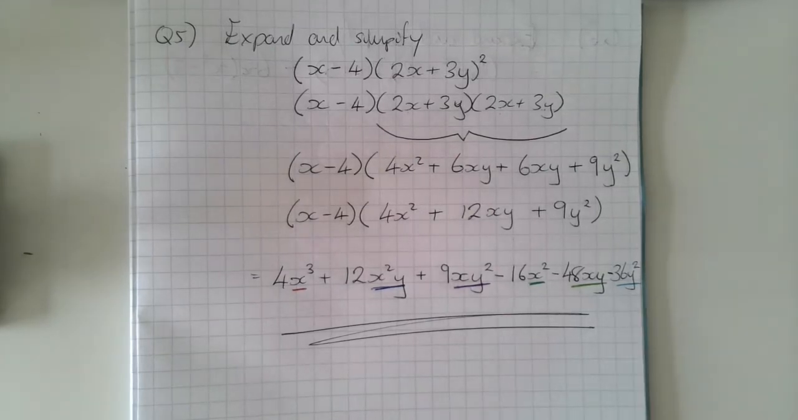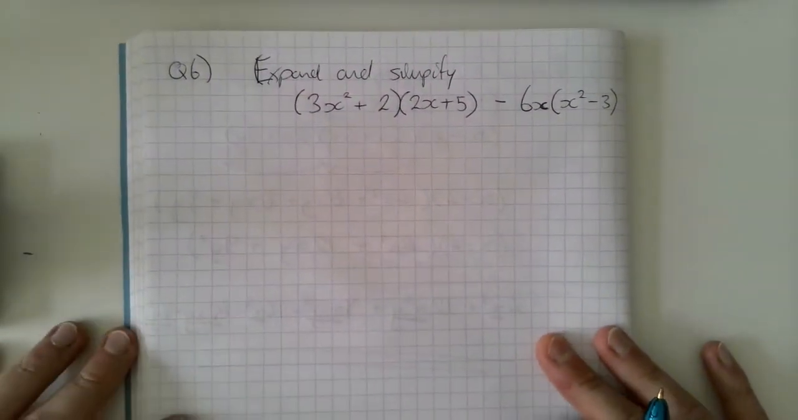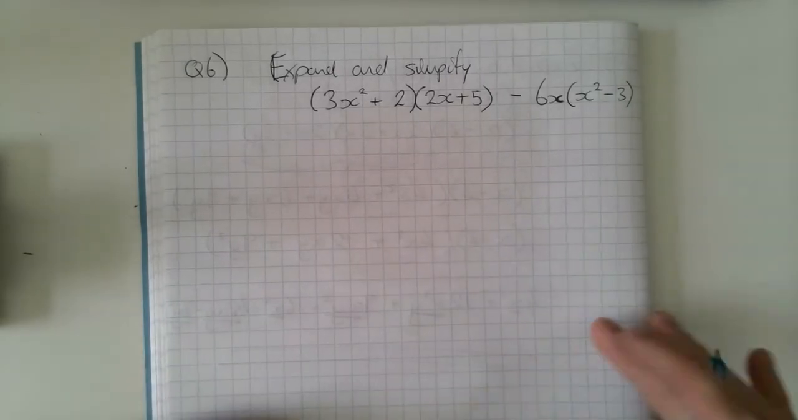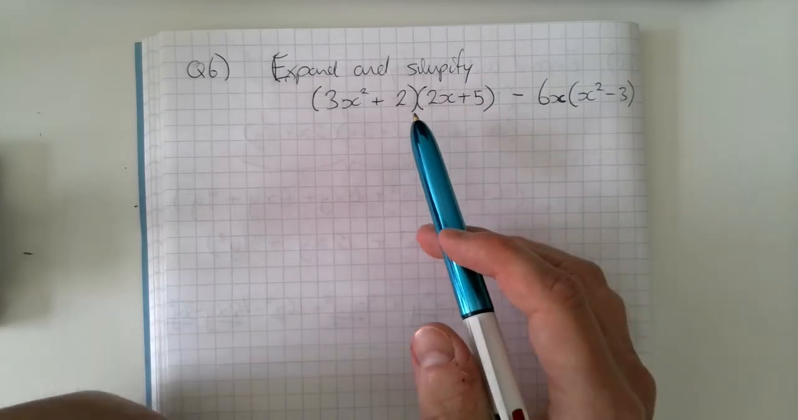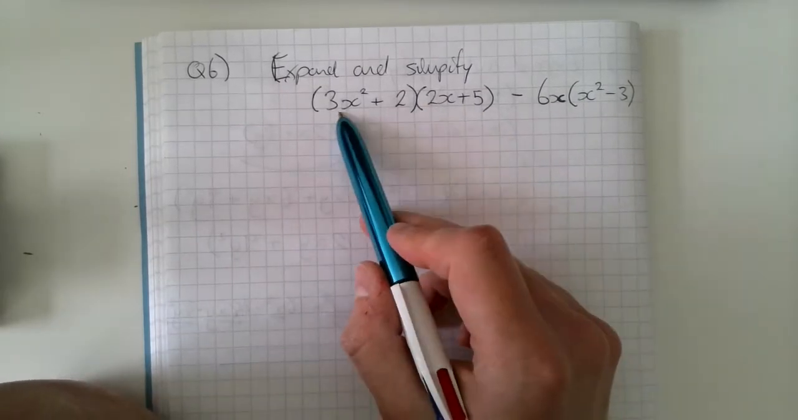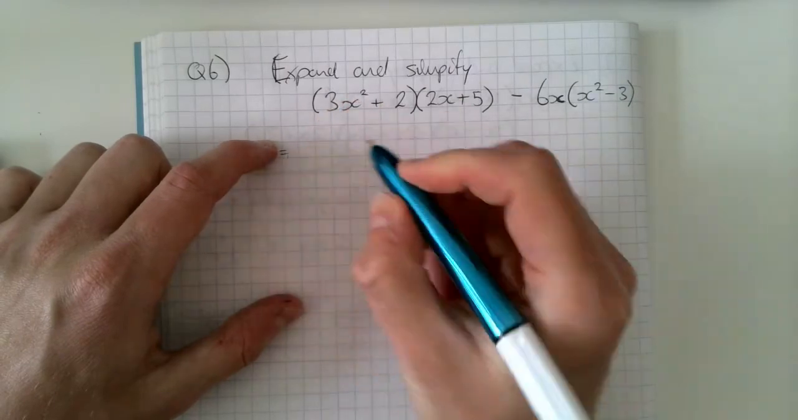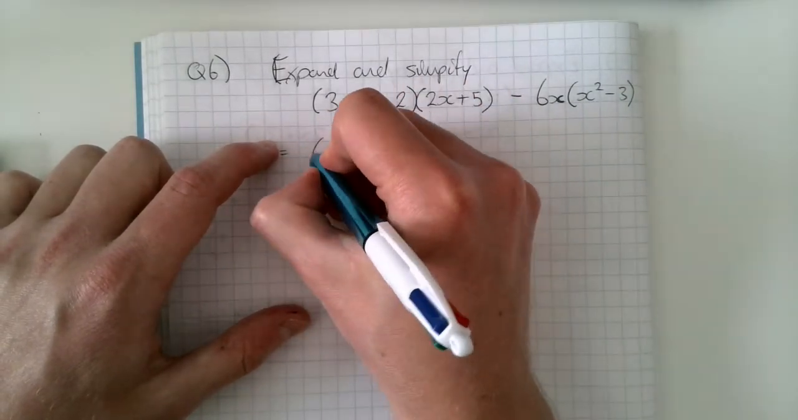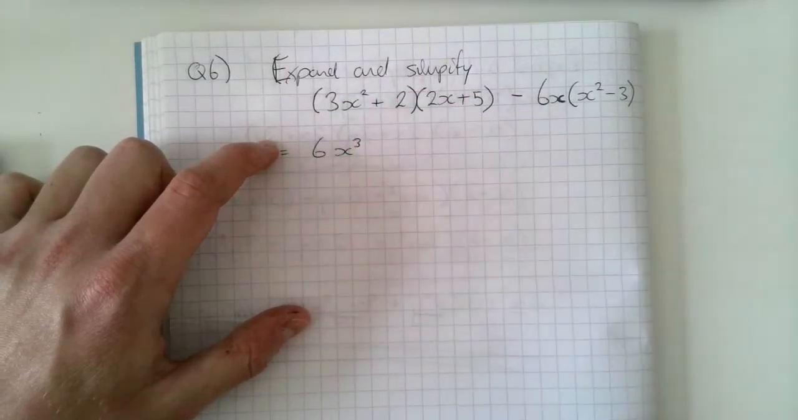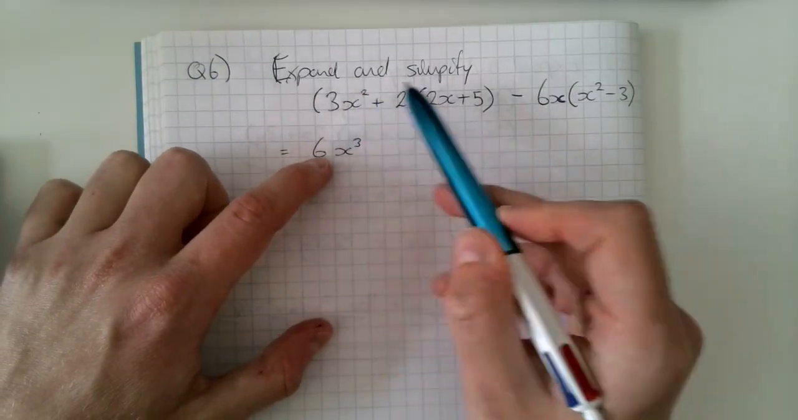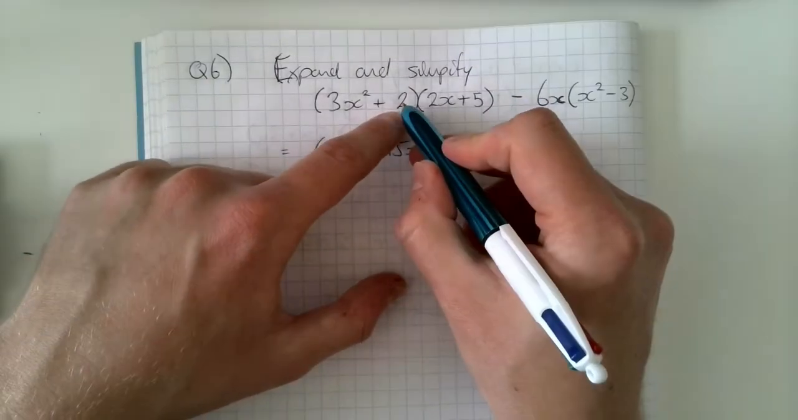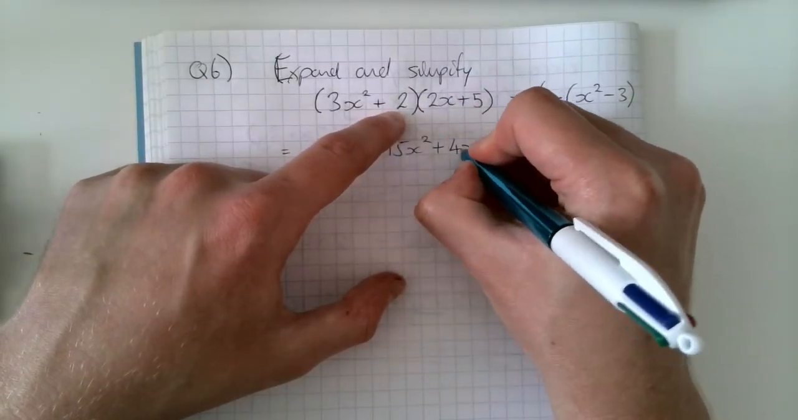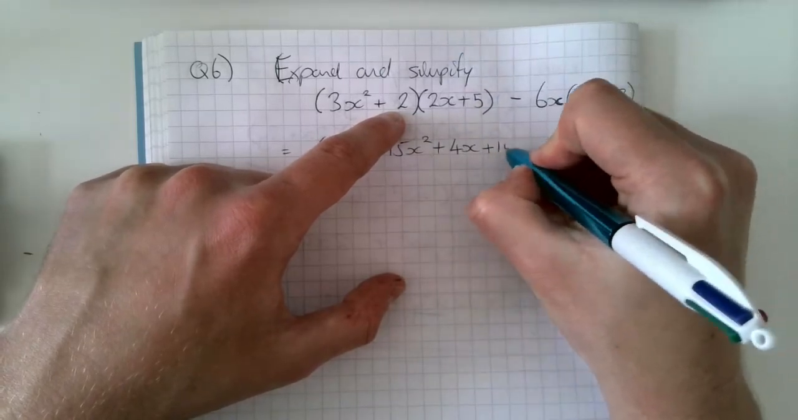And that leads me on to question 6, which is the last question for today's lesson. I'm going to go through this a little bit quicker, hopefully, than the last one, because this is a little bit more straightforward. Expand double brackets. So 3x squared times 2x will be 6x cubed. 3x squared times 5 will be 15x squared. 2 times 2x is 4x, and 2 times 5 is 10.